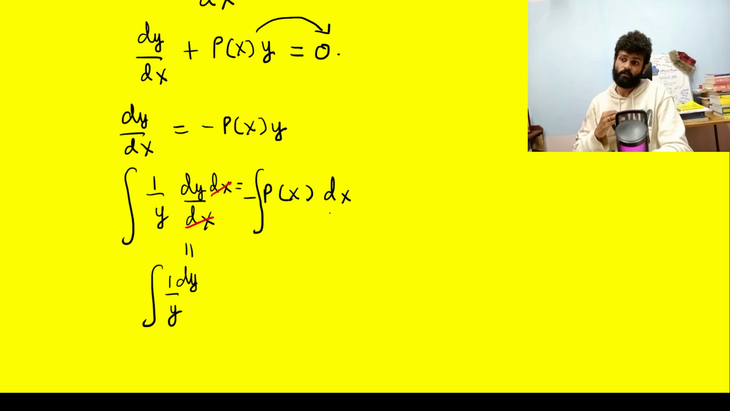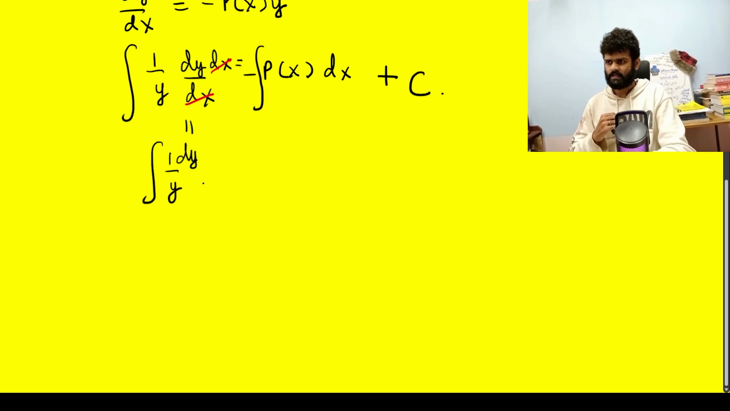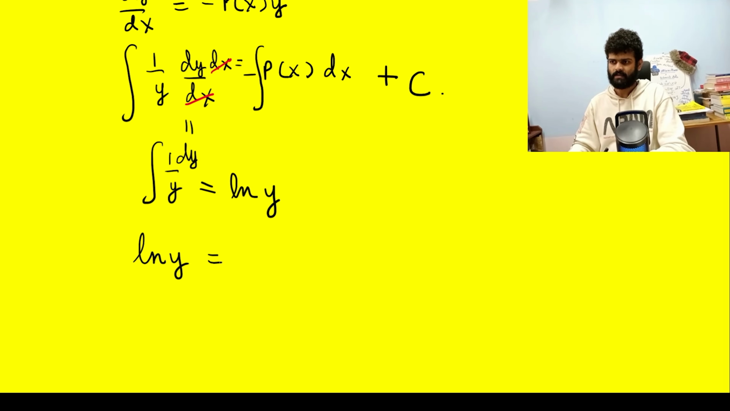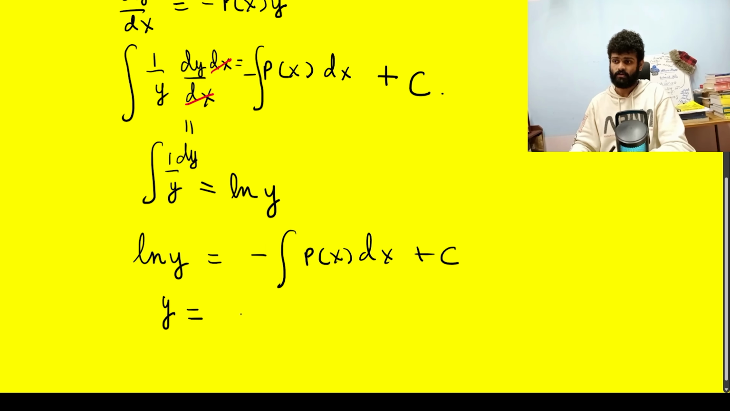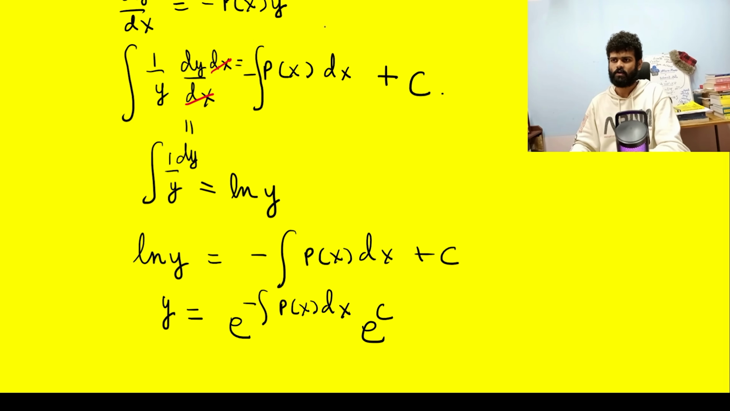Also, when you integrate, you always have a constant of integration, plus c. So this is the logarithm of y. What you have as the logarithm of y is minus the integral of p(x) dx plus c. Now, how do you remove the logarithm? You just take the exponentials of both sides. So this will become e to the power minus integral p(x) dx times e to the power c. I'm going to denote e to the power c as a constant A. So you have an A here, and this is what you get.